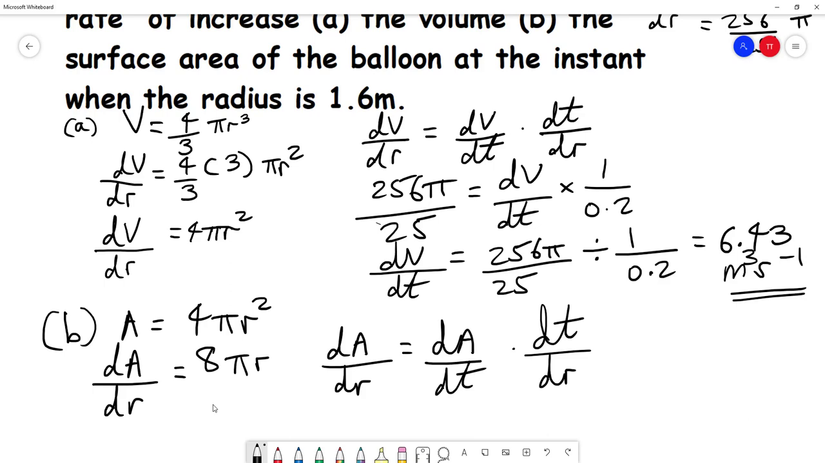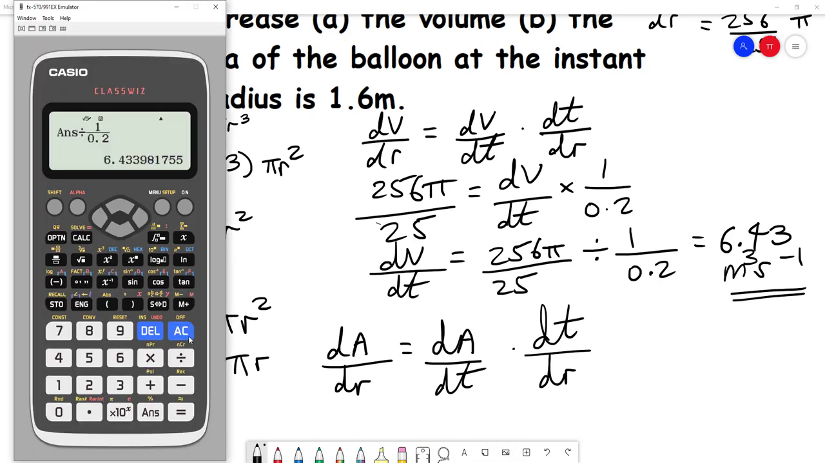So what I'm going to do here is use that in this part of the question. So I can find dA by dr by substituting 1.6 into this. So 8 pi times 1.6, I can get that from my calculator.